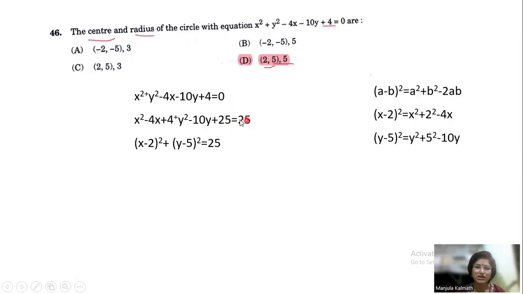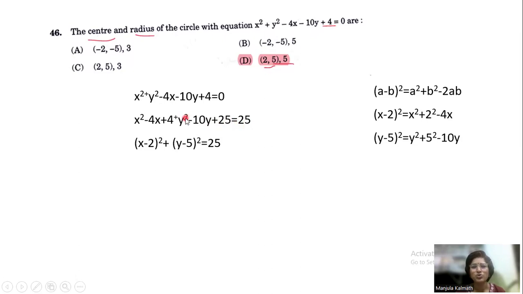If I take this to the left, equals 0, this 25 I'll take here, it becomes minus. Plus 25 minus 25 becomes 0, so no effect, and the equation remains the same. But to make this equation in the standardized form, we have to add 25 and equals 25. Both sides we are adding 25 here.